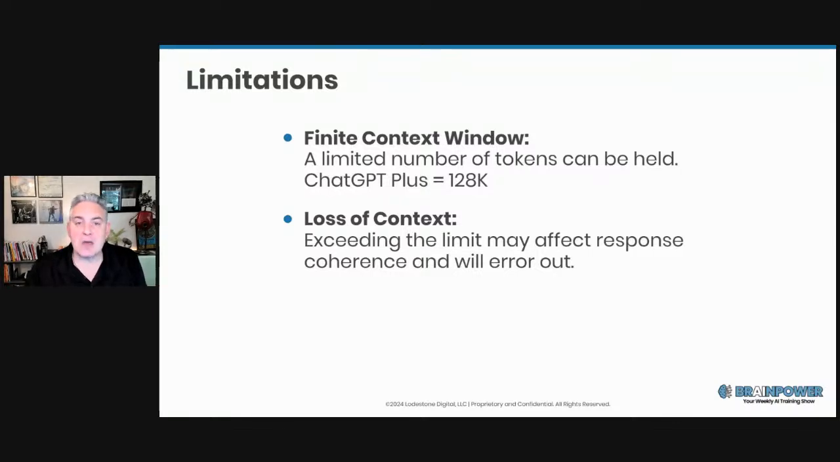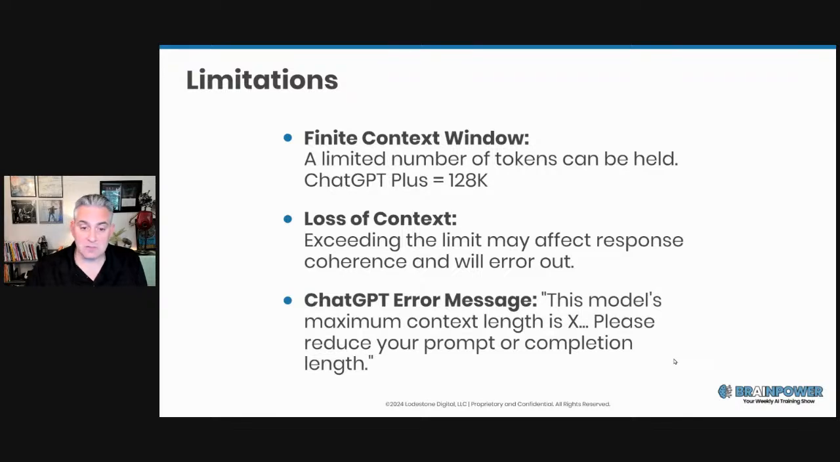But keep in mind that once you start reaching the limit, and when I first started working in ChatGPT and prompting, I was hitting that limit, right? And it would error out. The error would look something like this: this model's maximum context length is X. Please reduce your prompt or completion length. And it would come up in red, and I'd be like, oh, okay, I'll just start a new conversation.